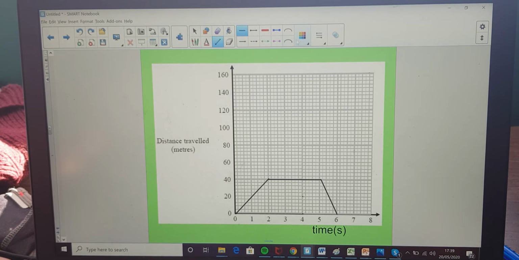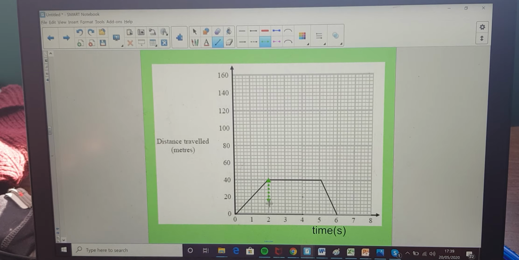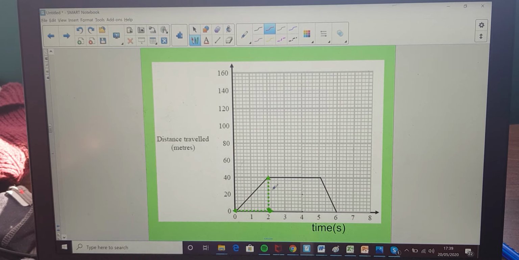Well, how would I know that? I'd have to take the gradient. So on the way out, this person moved 40 meters. It took them 2 seconds. So on the way out, they were traveling at 20 meters per second. And on the way back, looking at the gradient of this line, I know that they came from 40 meters, they traveled 40 meters, and they did that in 1 second. Therefore, we'll have 40 divided by 1 equals 40 meters per second.